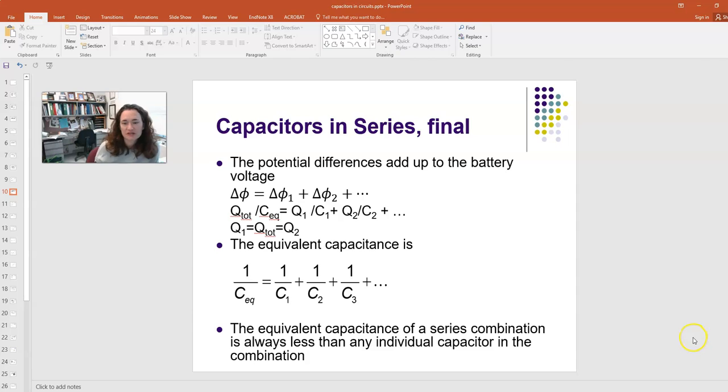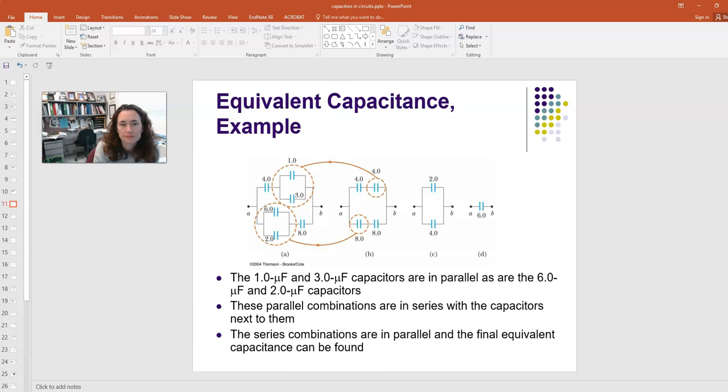That makes the equivalent capacitance of a series combo less than any individual capacitor in the combo. All right, so how do we use these two ideas, the equations for the capacitance in parallel and the capacitance in series? How do we use those two equations to find the equivalent capacitance for some hot massive capacitors? All right, so let's look at this kind of crazy configuration of capacitors right here and break it down.